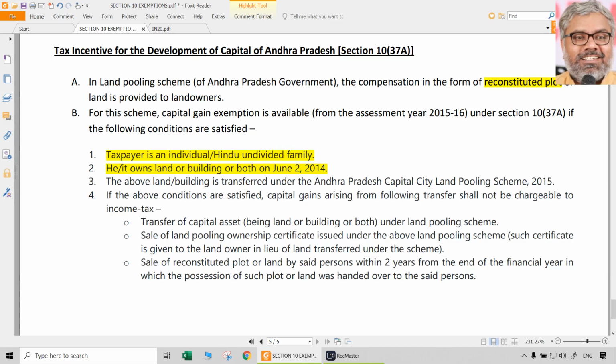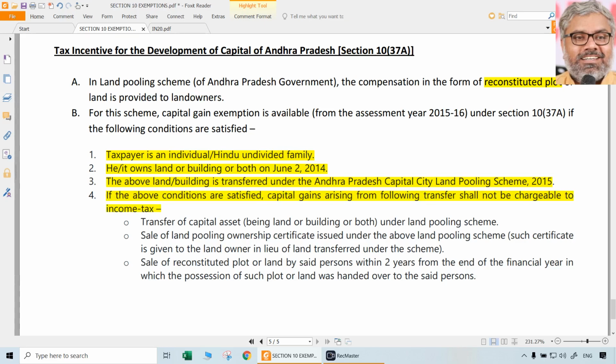So that is condition number 2, that the person should own land or building or both on June 2nd, 2014. Those who purchased after June 2nd, 2014 for a real estate business, for them this exemption is naturally not applicable. And the above land is transferred under the scheme called the Andhra Pradesh Capital City Land Pooling Scheme 2015. So that is the third condition. And if these conditions are satisfied, the following capital gains are exempt from income tax.